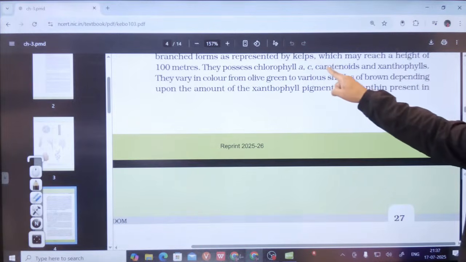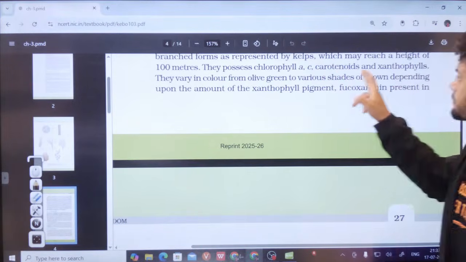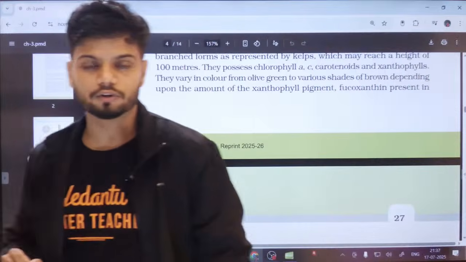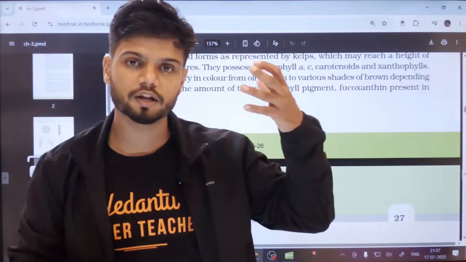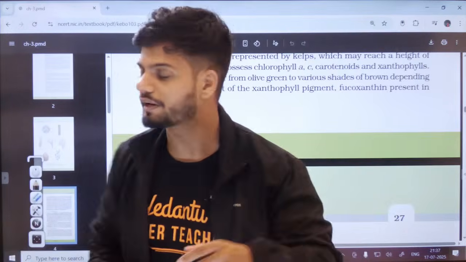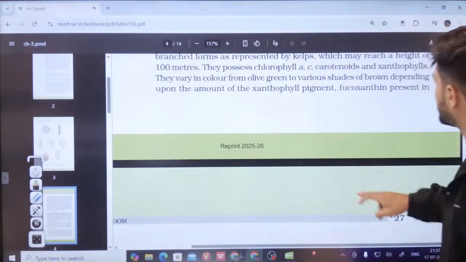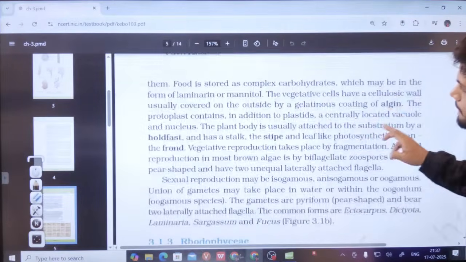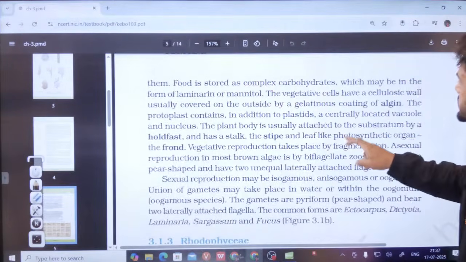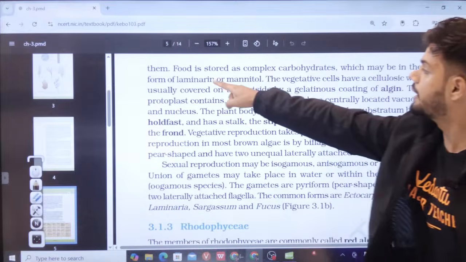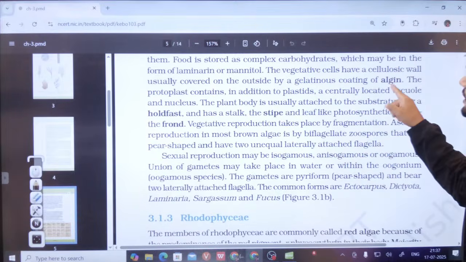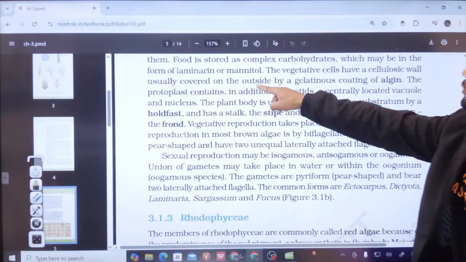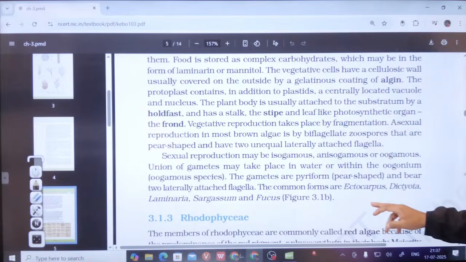Chlorophyll a, chlorophyll c, carotenoids, xanthophyll. Now students, this xanthophyll is called what? Fucoxanthin. Fucoxanthin can vary from high concentration brown to low concentration olive green. Food is stored as complex carbohydrates: mannitol and laminarin are the storage materials. Outside there is a gelatinous coating called algin.